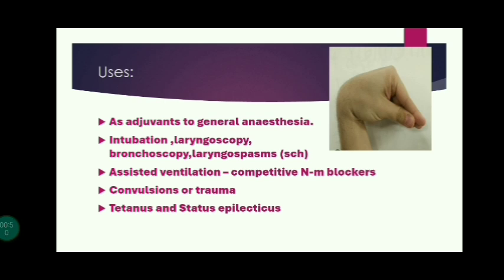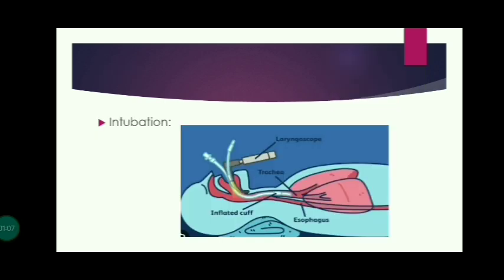For assisted ventilation, we use competitive neuromuscular blockers in convulsions or trauma, and also in disorders where aggressive skeletal muscle contraction occurs and very emergency relaxation is needed, for example in tetanus and status epilepticus. This image is of intubation. We all know that tracheal and pharyngeal muscles have a very prominent reflex mechanism. So if anything is inserted in the trachea, it causes regurgitation. So to relax those tracheal muscles, we use either succinylcholine or rocuronium, and successful intubation is accomplished.